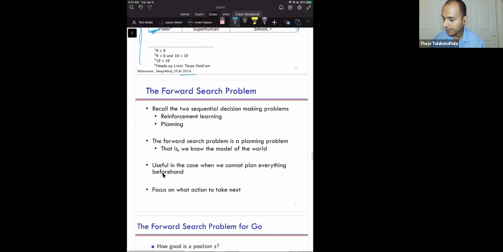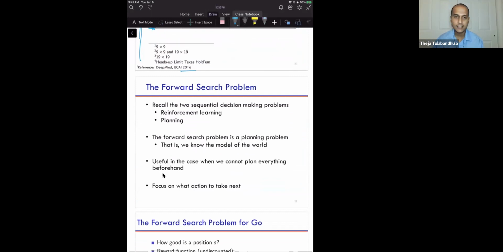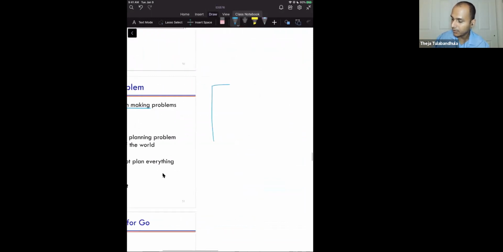So this problem is actually a specific instance of a search problem or a planning problem. In particular, it's called the forward search problem. So let's recall sequential decision making. We said there are 2 types: RL and planning.